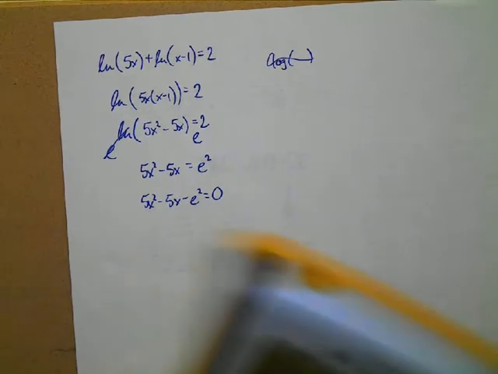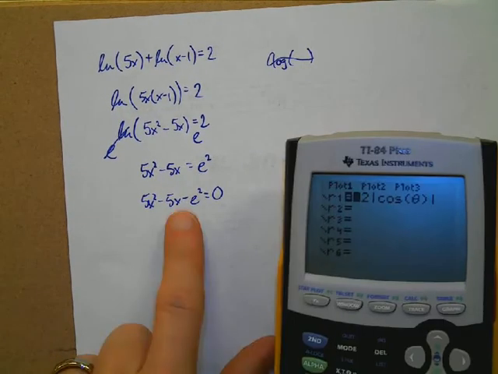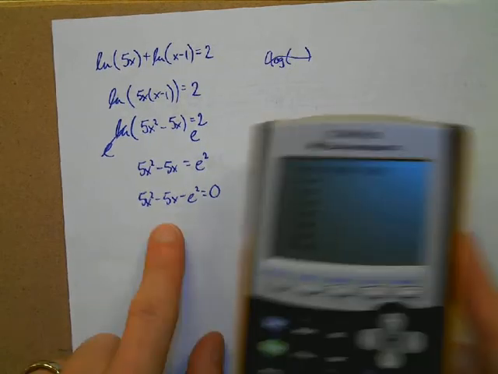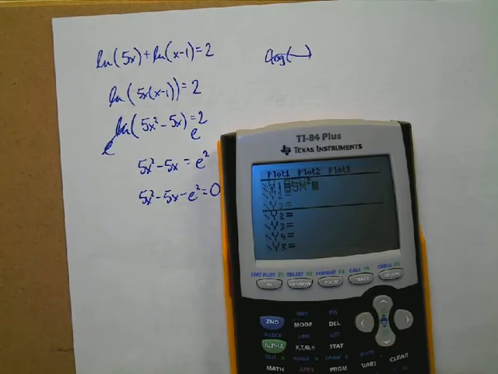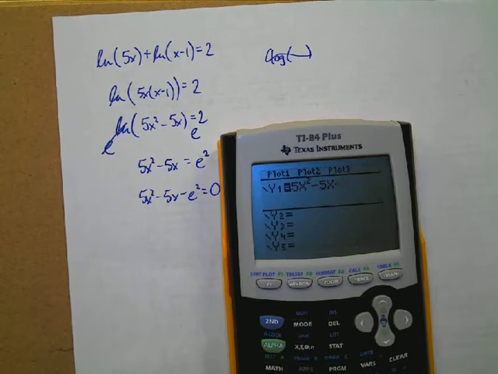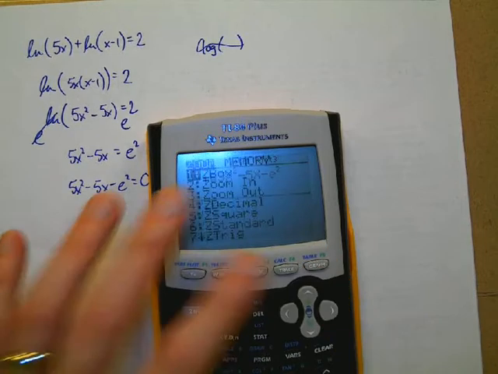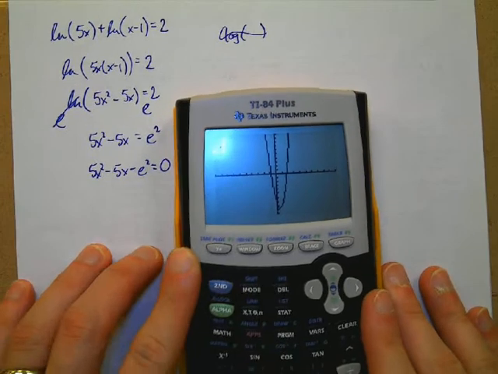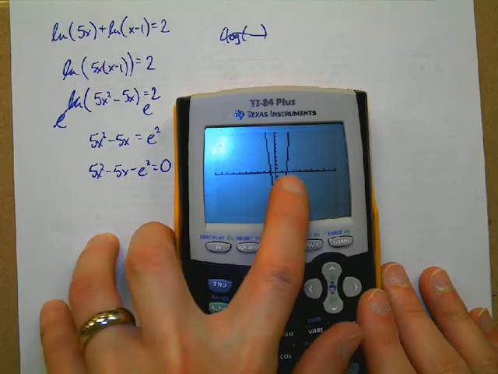And so our solutions are the zeros. We're going to find the zeros. So second trace, 0, because we want to know when our equation is equal to 0. I'll go to the left of my 0, hit enter. I'll go to the right of my 0, hit enter, and go in towards it and guess. So it's about negative 0.814. And then the other x value is going to be approximately, let me do the other one here.